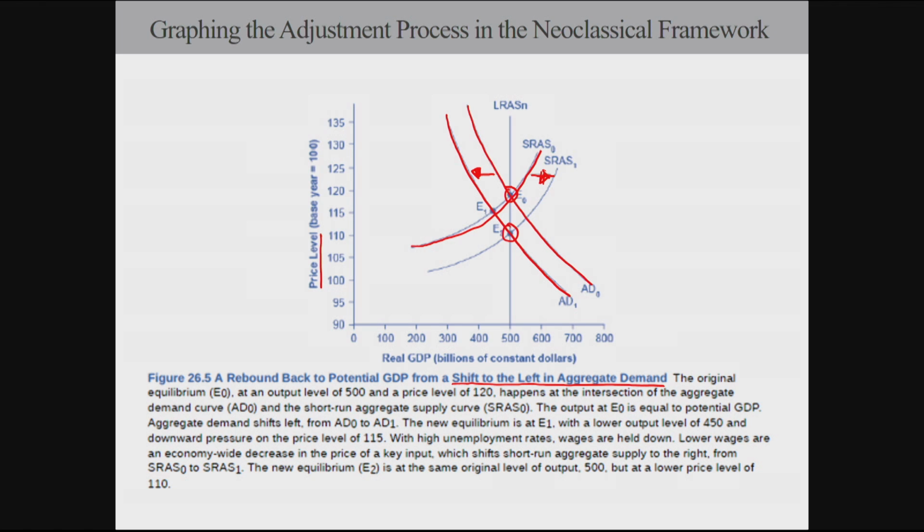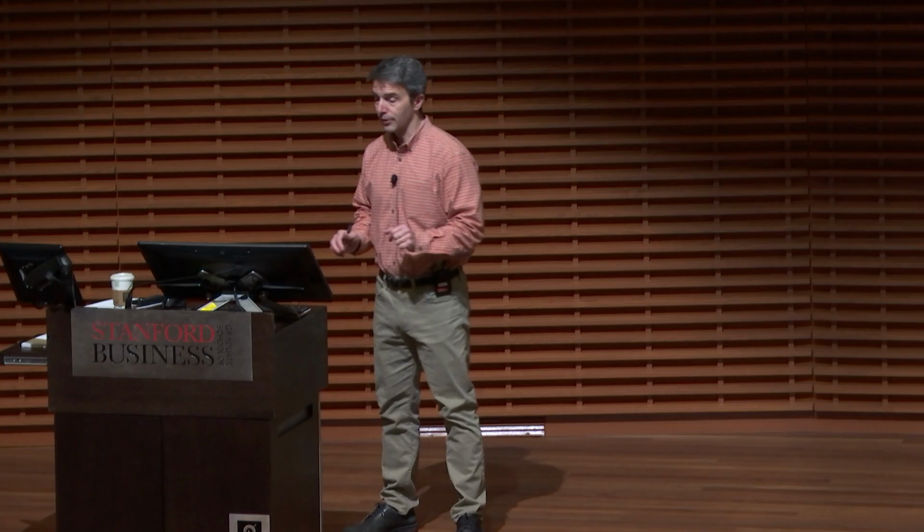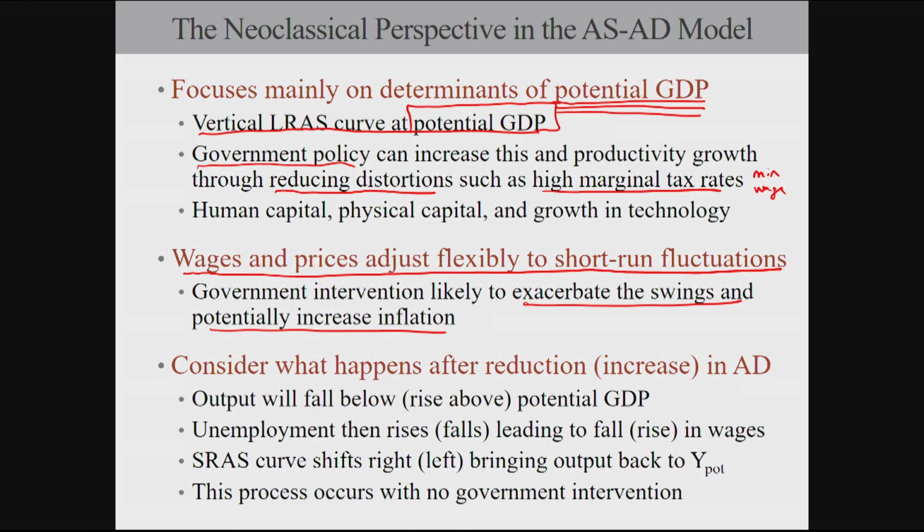So basically what has happened is we see some kind of perturbation to aggregate demand that lowers it. The neoclassical perspective would say just sit tight, let the market adjust through the shift in the short-run aggregate supply curve, and we'll get back to potential GDP more quickly.